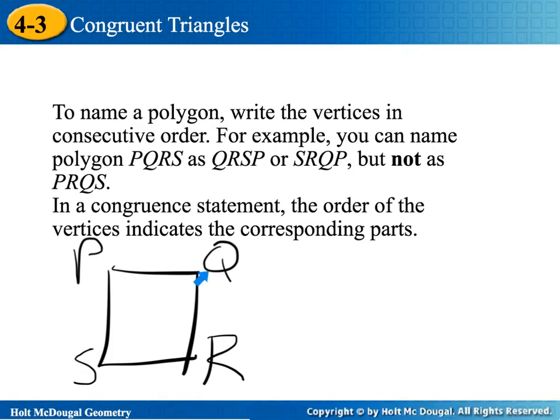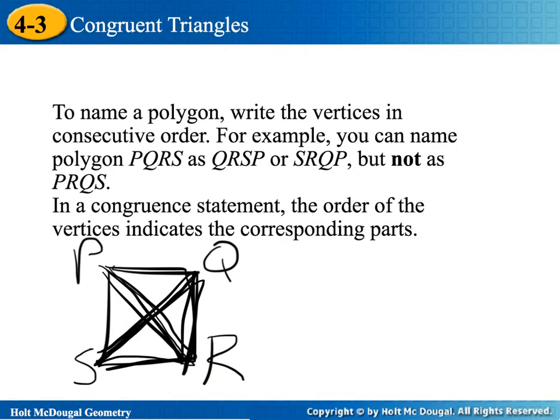Or I can start at Q and go Q, R, S, P. Or I can start down here at S and go the other way: S, R, Q, P. I cannot go, watch my pen when I trace this out, I cannot go P to R to Q or to S. Yeah. I cannot go P to R to Q to S. So this is not the polygon. I have to go in order.